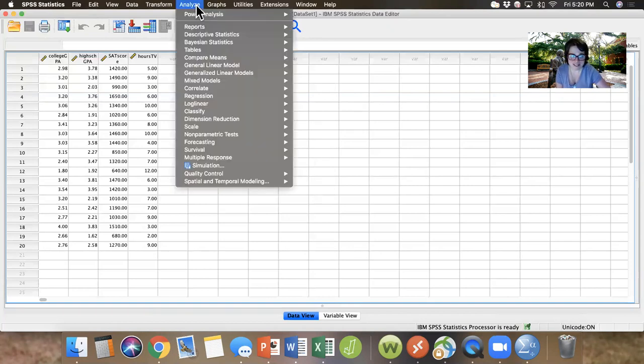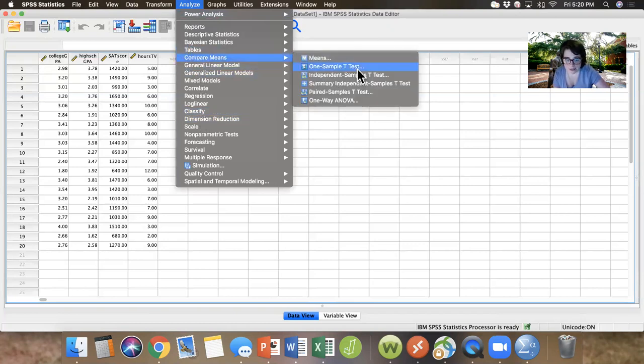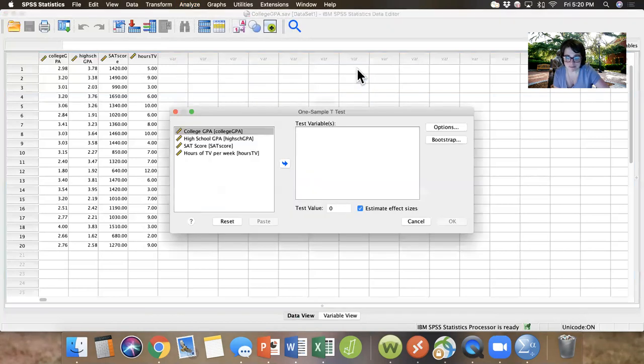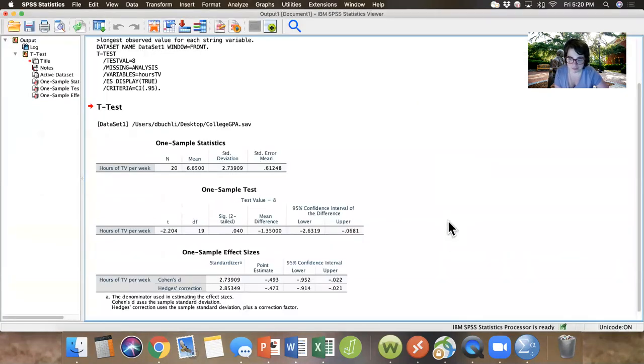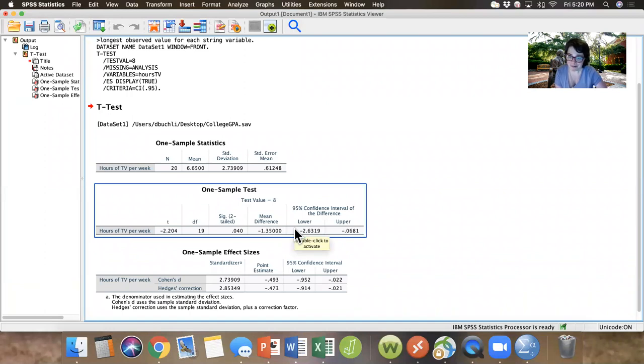So we're ready to conduct our one sample t-test. So we're going to go up here to Analyze, and we're going to go to Compare Means, and we're going to select one sample t-test, okay? And we're going to select our test variable, which is hours of TV per week, okay? And lastly, for test value, we're gonna put in our hypothesized population mean, which is 8 hours of TV, okay? And then we just click OK here, and that gives us our output, okay?